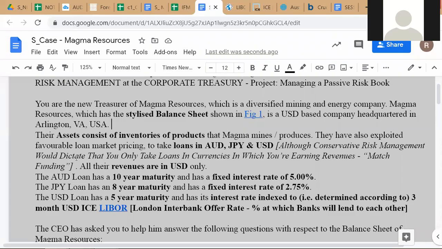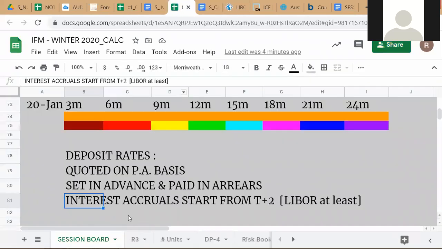LIBOR. Okay. You guys need to have a look at this, get a feel for the LIBOR rate. So I've given you a hyperlink. Okay. So we were trying to see what happens. Interest accruals start from T+2. Okay. Now, so what happens?